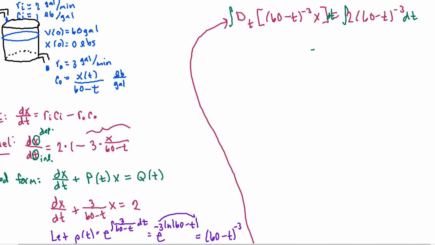The left side's very easy. When we integrate a derivative with respect to t, we obtain the original argument, 60 minus t to the negative 3 times x. And we need to integrate over here on the right side. Now I want to be very clear of what I'm doing over here. So I'm going to evaluate this with the u substitution. U is 60 minus t. du would be negative dt.